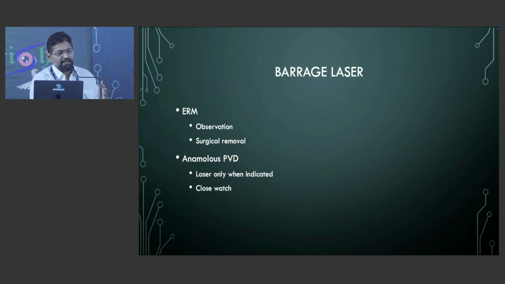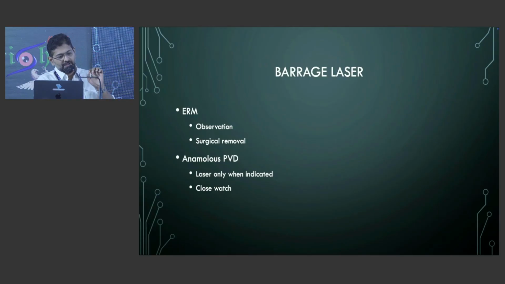Now, barrage laser. You see a break, HST or something like that, or a lattice degeneration with hole, you tend to burn them with the lasers. And when you do the laser, you don't need to have chalky white burns. That is not a sure factor that the patient will not develop an RD. Yes, just decent enough burns should be enough. Complete the entire region. Make sure that you either completely encircle the lesion or you connect it to the ora.